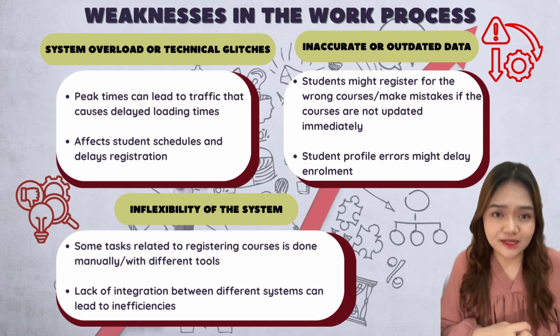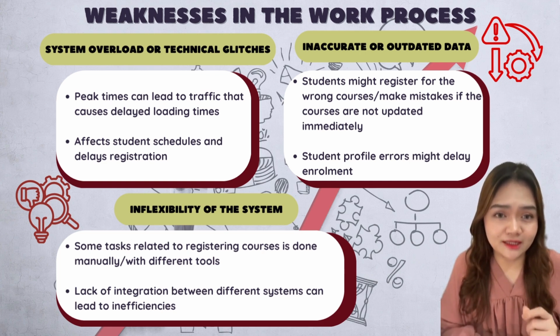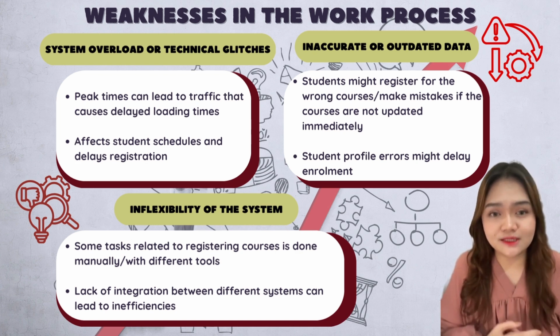Second is inflexibility of the system. Certain tasks like late registration, course appeal, or exemption requests still require manual handling. The lack of system integration adds inefficiency, as users often need to switch between different platforms or processes.